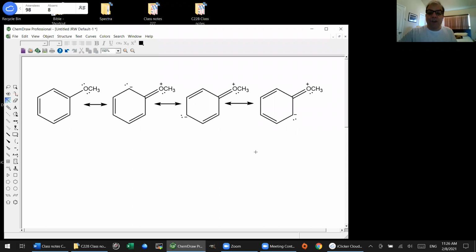But these three structures explain why a group like methoxy is ortho-para-directing. Look at where the extra electron density is. Remember what we're expecting the benzene ring to do in an electrophilic aromatic substitution. We're expecting the benzene ring to act as a nucleophile. If we were expecting the benzene ring to give up an electron pair and donate that electron pair out to some electrophile, well, wouldn't it make sense that we would want to form the new bond at either the para position or one of the ortho positions when there's clearly extra electron density there?